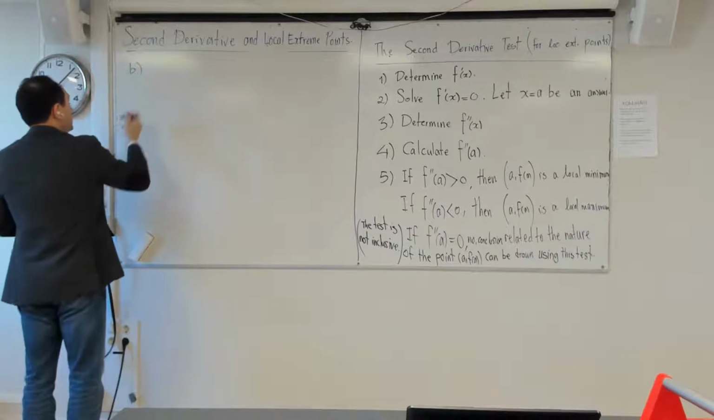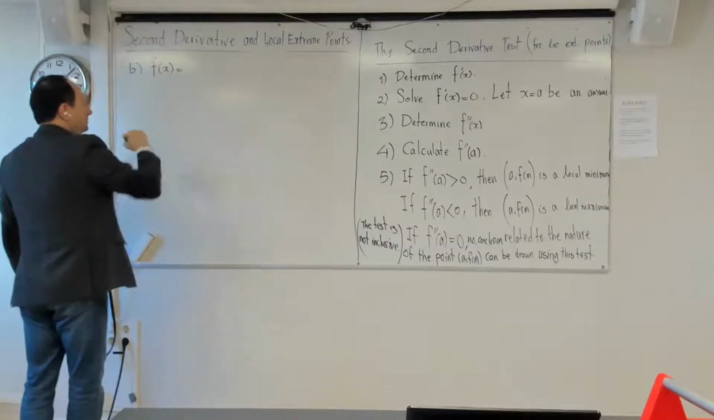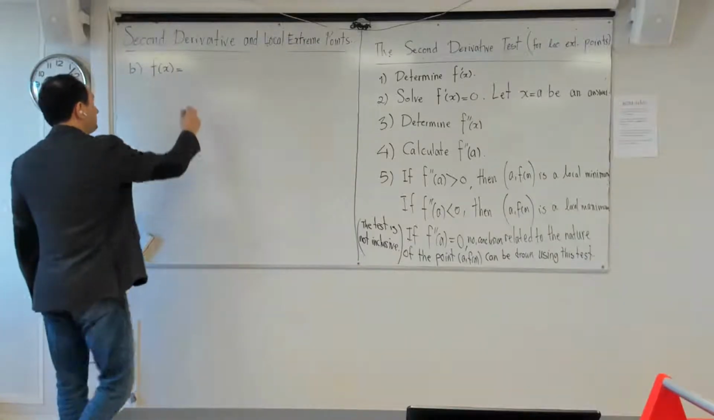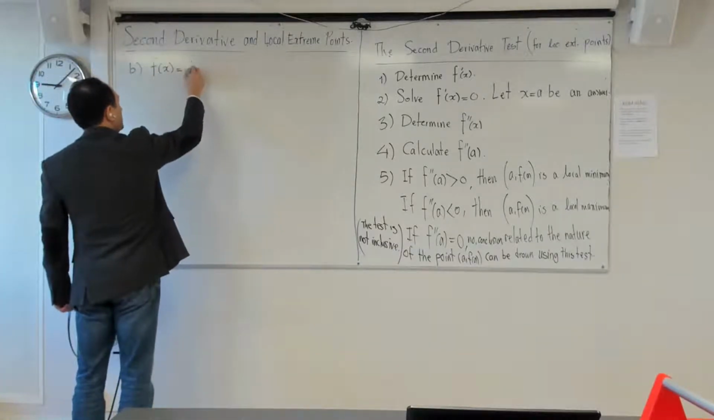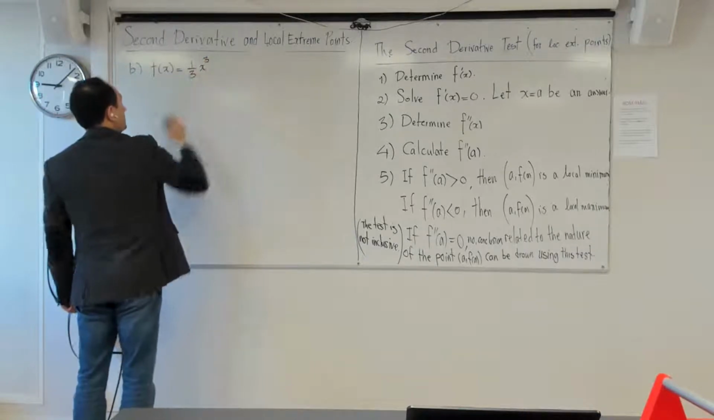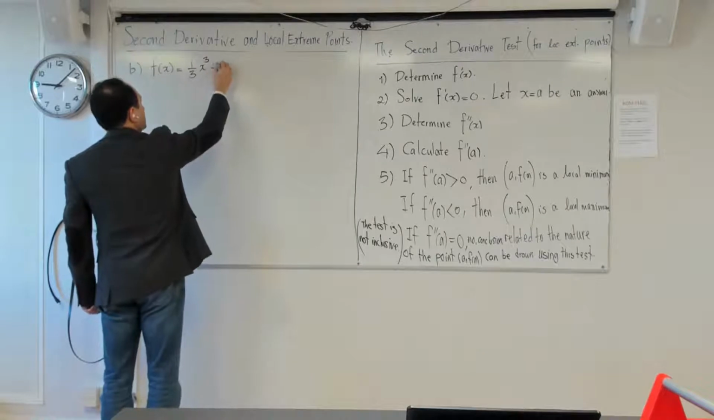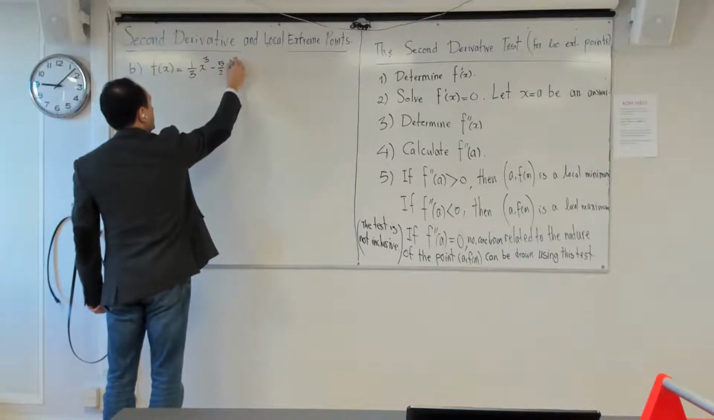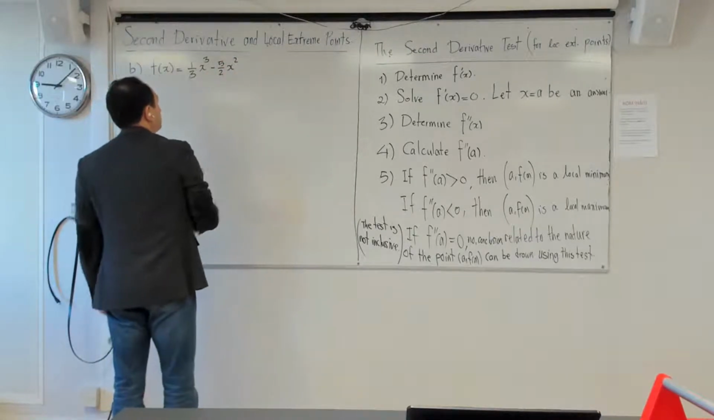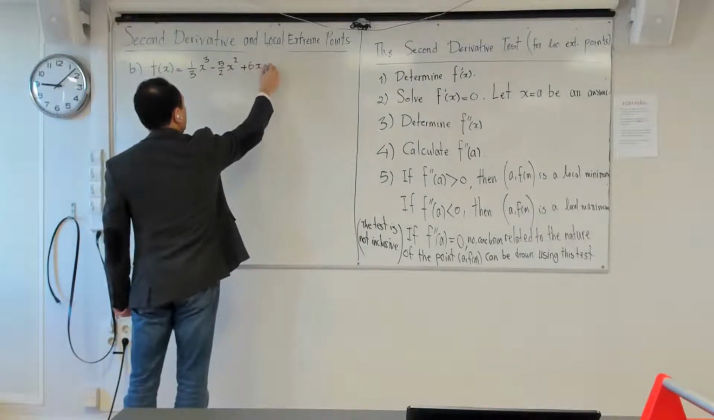f of x is equal to one-third of x to the power of 3, and then minus 5 over 2 x squared plus 6x minus 1.